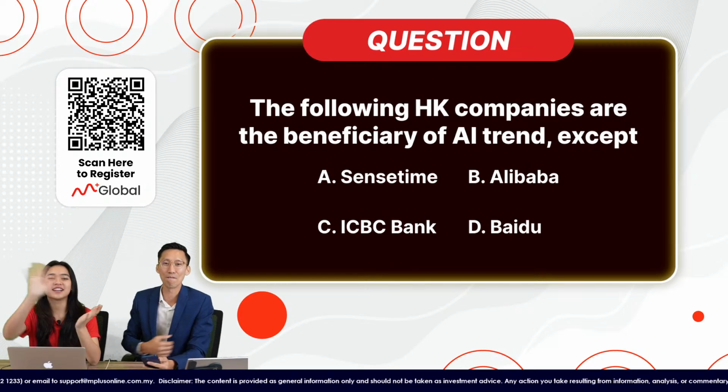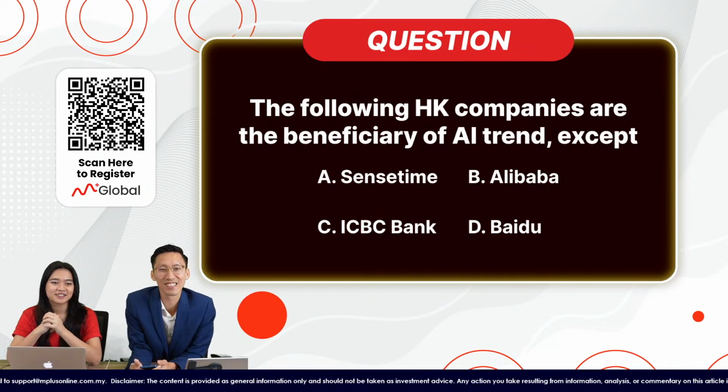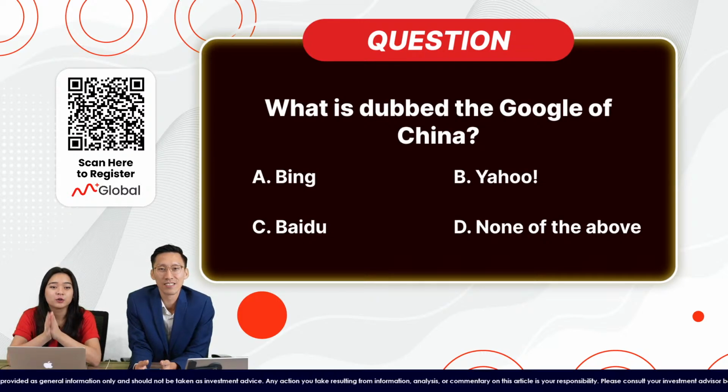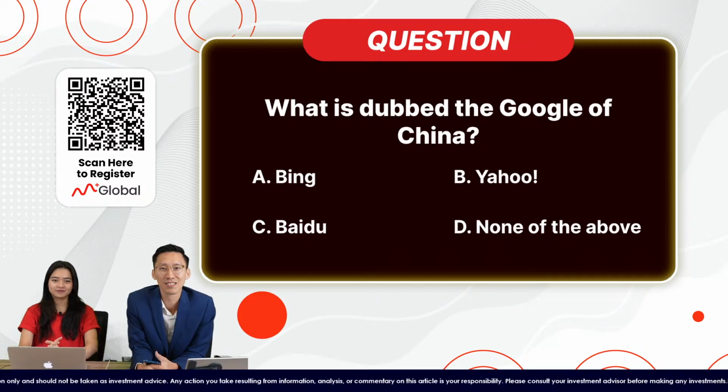Okay, let's move on to the next question. So what is dubbed the Google of China? A, Bing, B, Yahoo, C, Baidu, or D, none of the above?